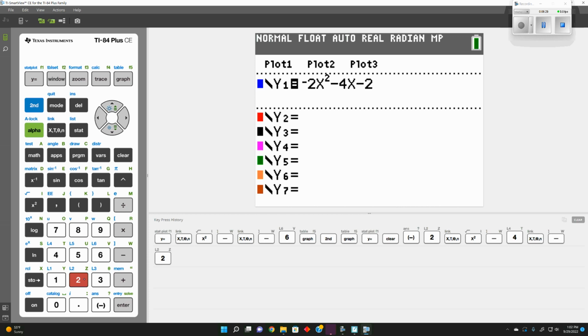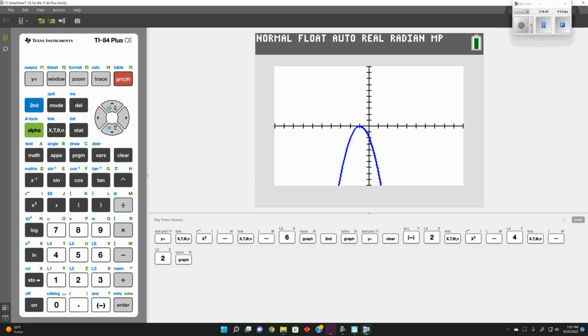So, any questions on how we type this in? If there's not a number or something in front of the first term and it's negative, we'll use the negative. If we're actually subtracting, in front of the 4x and in front of the 2, we would use the subtraction. If you use the negative, it's thinking that you're multiplying. And we hit graph.